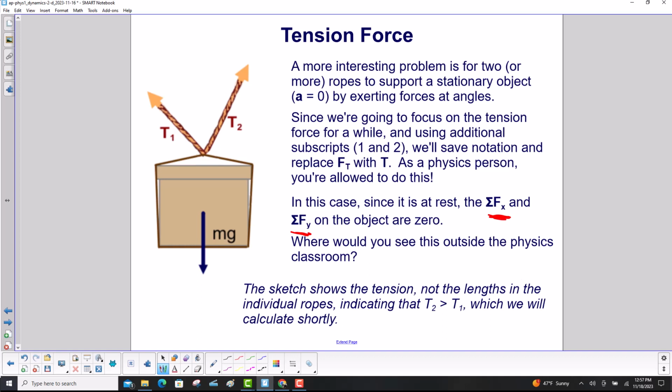Where would you see this outside the physics classroom? And a little note here, the sketch shows the tension, not the lengths in the individual ropes. This is indicating that this force will be greater than this force. We're going to calculate that shortly.